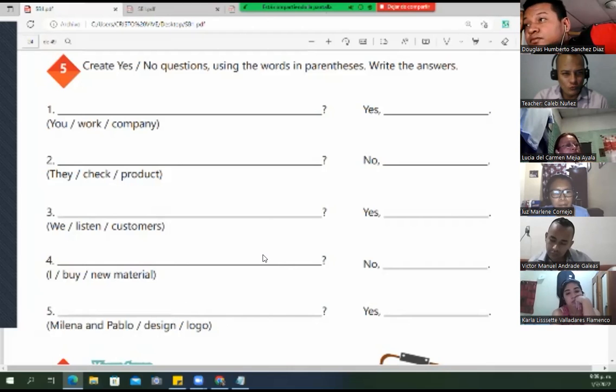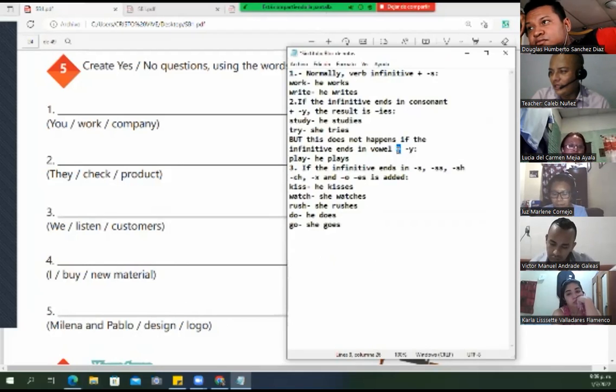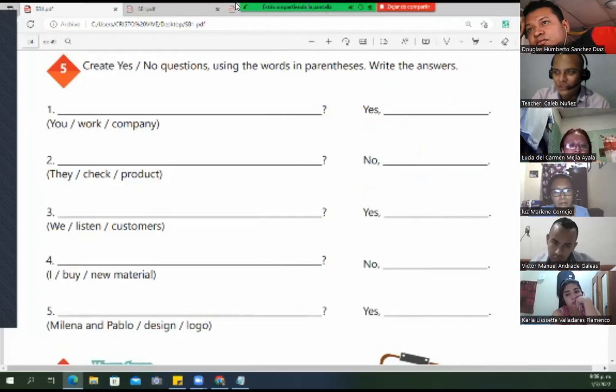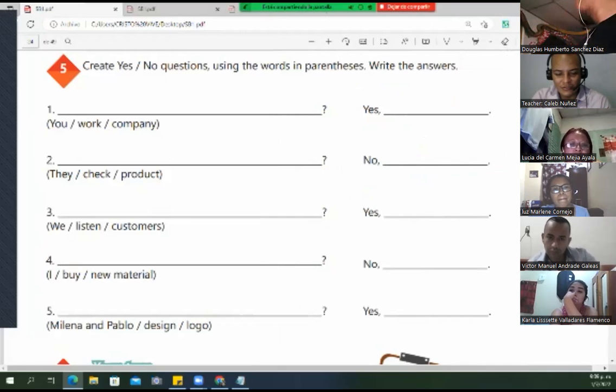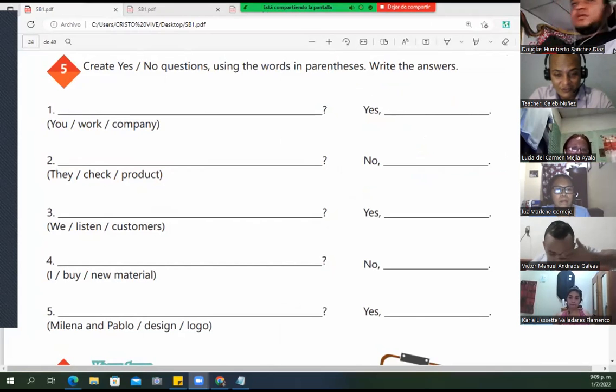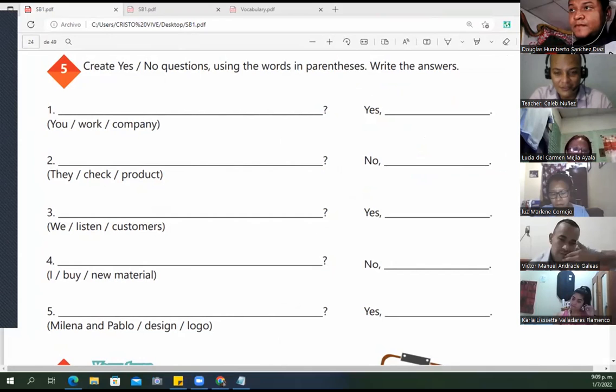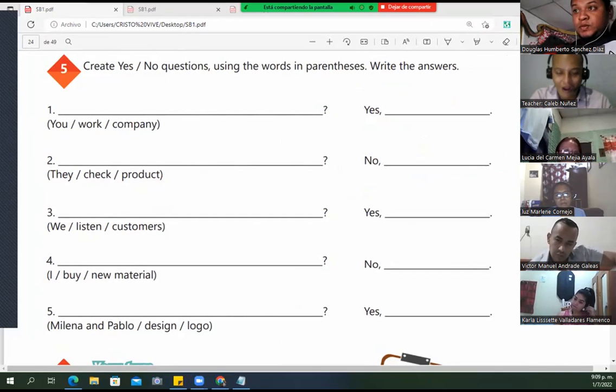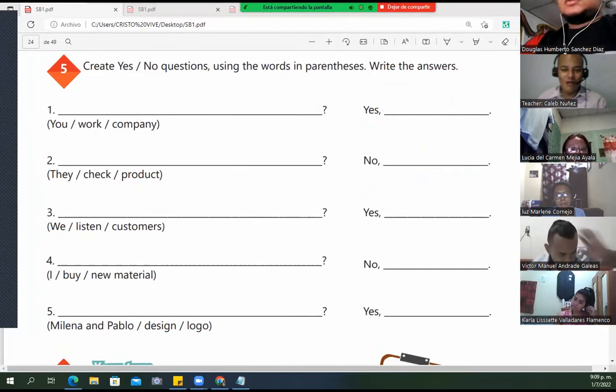Questions with do. ¿Qué es lo que necesitan? What do you need? You need the auxiliary do. What else? The subject. Okay. What else? You need the verb. Verbo. And you need the complement. Y al final, pues necesitas el signo de pregunta. Question, ¿cómo se dice? Mark. Question mark. Muy bien. Question mark.